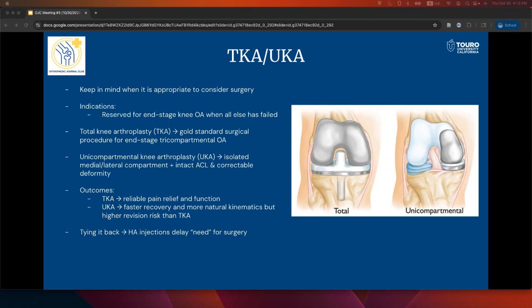It's also going to make you think about how you're going to opt for a UKA, which preserves the native bone, but then also increases the chance of a later revision TKA. In a nutshell, with all these treatments that you have, how do you think about choosing one that's appropriate for your patient?